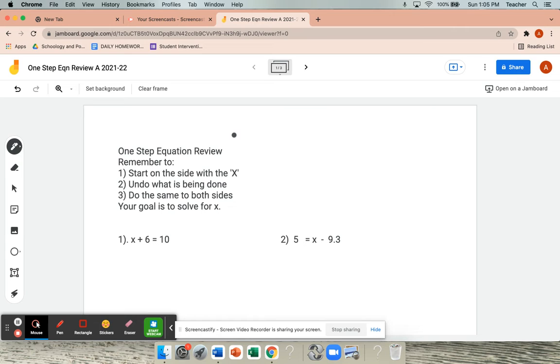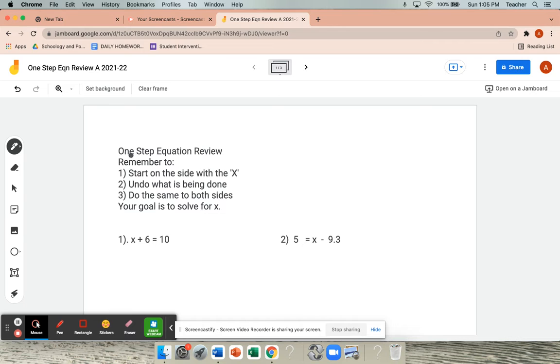I thought before vacation people were kind of struggling when we added fractions and decimals, so we're going to do one-step review today, and you're going to redo the worksheet from before vacation. I'll give you a clean copy, and I want to make sure that you get it all correct because tomorrow we're going to do two-step equations. So it's really important you understand this.